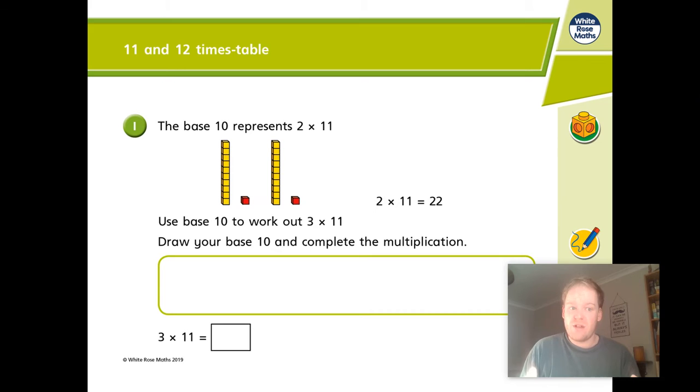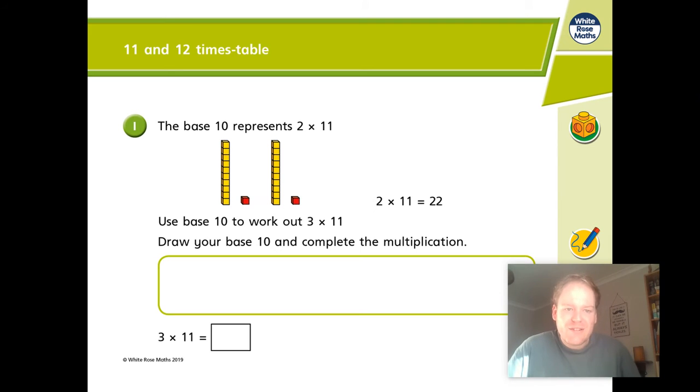Or something that's really good is either grains of rice or dried chickpeas or pasta. I think everyone will have pasta at home, or lentils, or any dry foodstuff that you have lots of. I'm sure adults at home won't mind you getting it all out. So base 10 is just cubes.